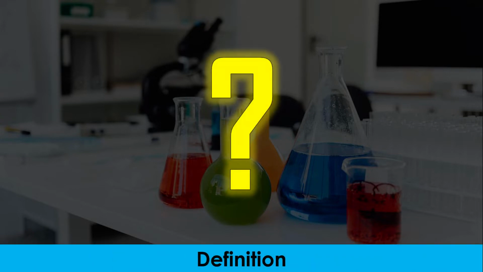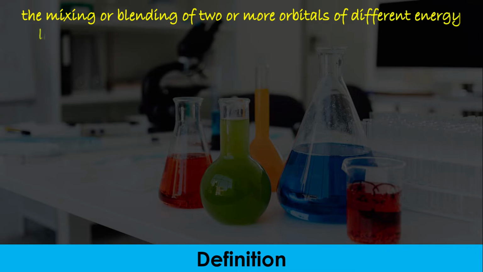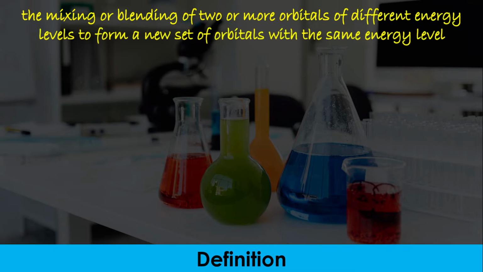From your knowledge of hybrid species in biology, can you guess what hybridization is in chemistry? Alright, let's see whether you guessed right. Hybridization is the mixing or blending of two or more orbitals of different energy levels to form a new set of orbitals with the same energy level called hybrid orbitals.